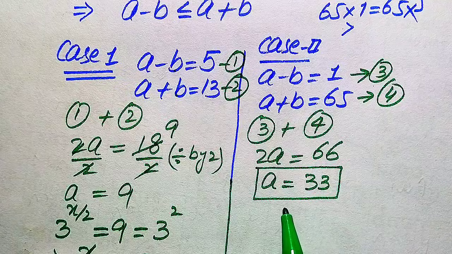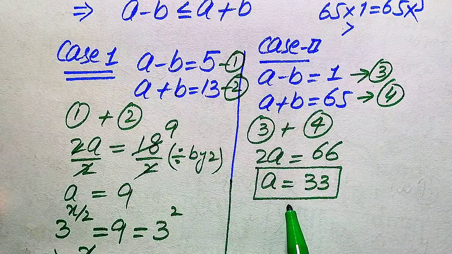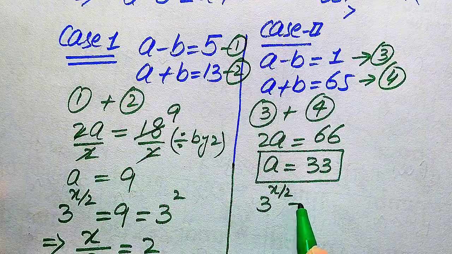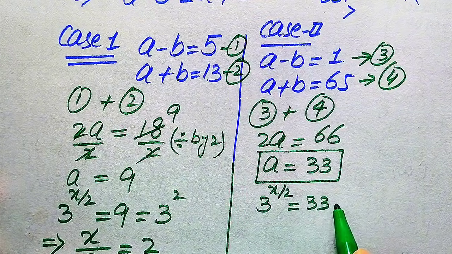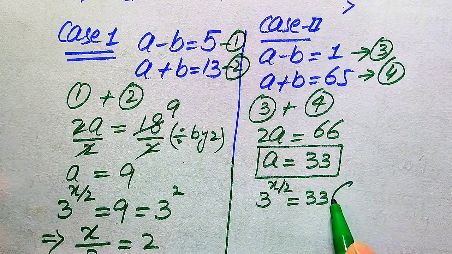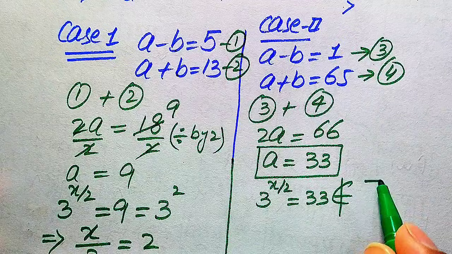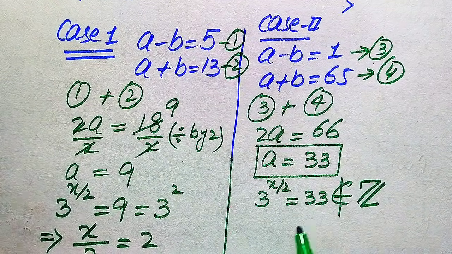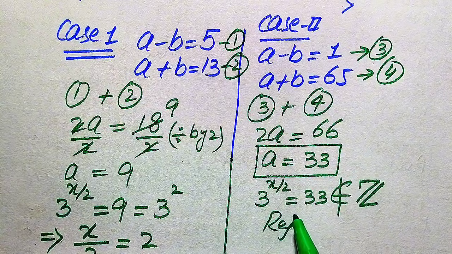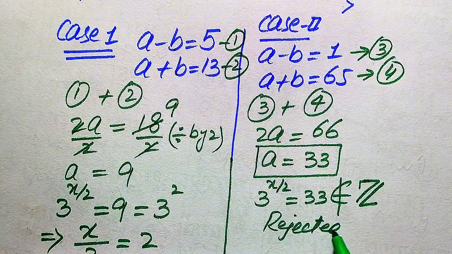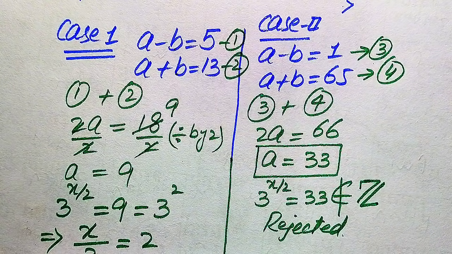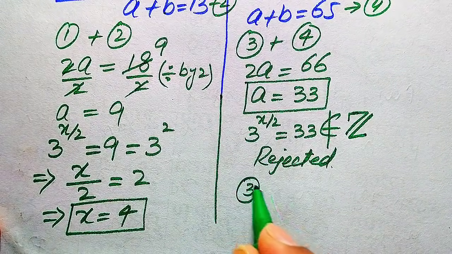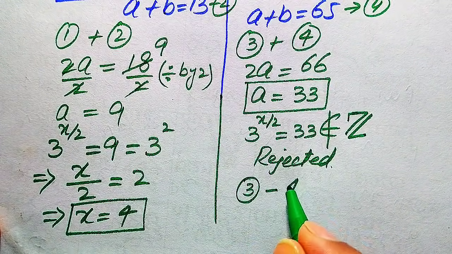Okay. So when we back substitute the value of a, the value of a is 3 to the power of x over 2 equals 33. So this cannot give us an integer value. Okay, it will give us a real root, so we rejected this case because it cannot give us the integer solution. And now we again subtract equation number 3 and equation number 4.